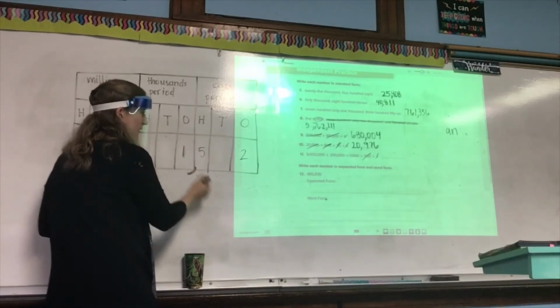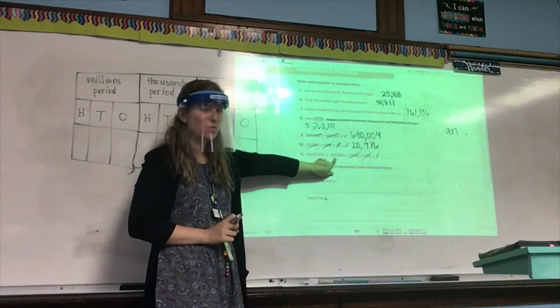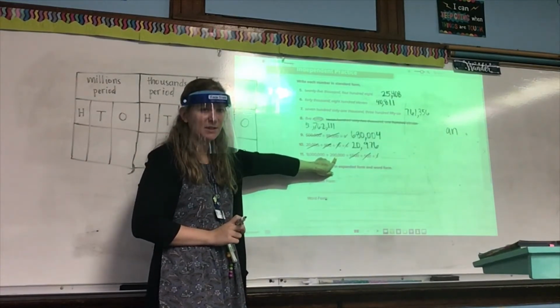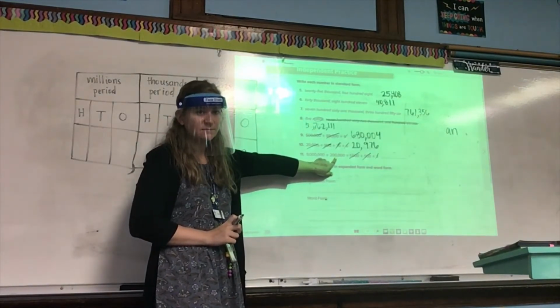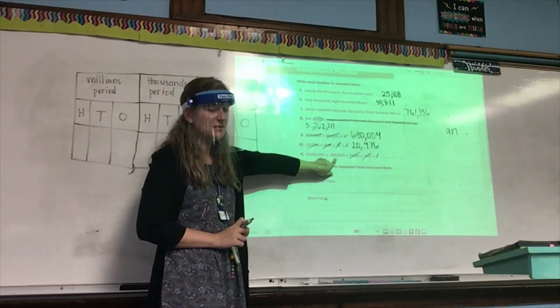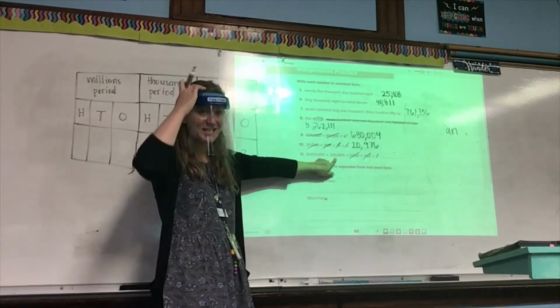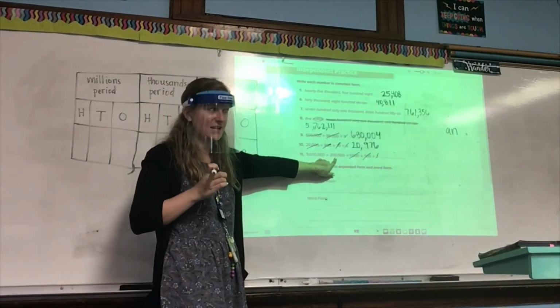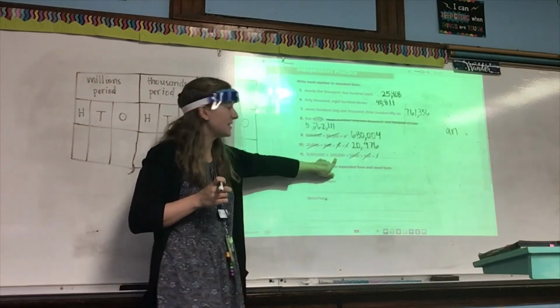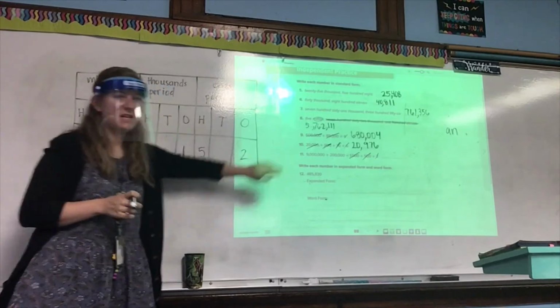Okay, now what's the next number? We just finished 1,000. Now we're looking at what number? 200,000. How many digits are in the number 200,000? 6. Which place is 6 digits from the end?